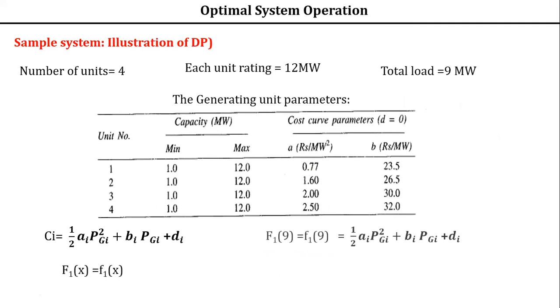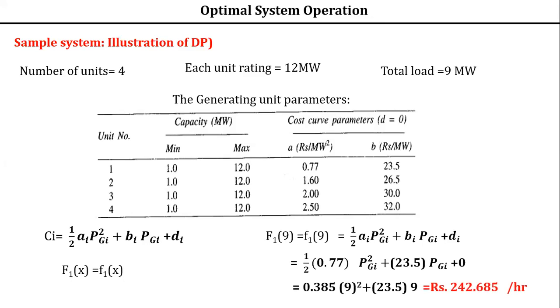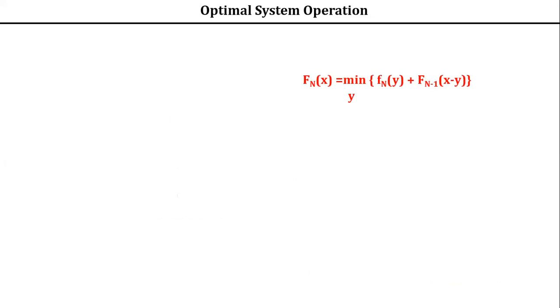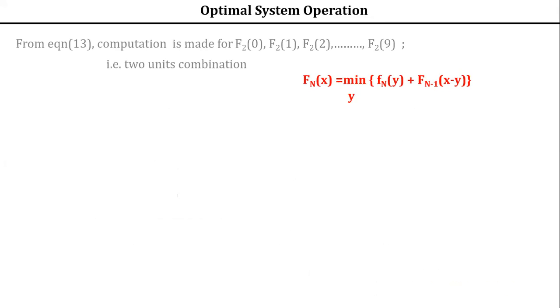So this is the thing for one unit, we got the value as 242.685 when one unit is operating. Then using this recursive formula, we have done some combinations of calculations. Considering the total load, n is equal to 2. That means two units are taking 9 megawatt of load, that means it will be generating 9 megawatt.